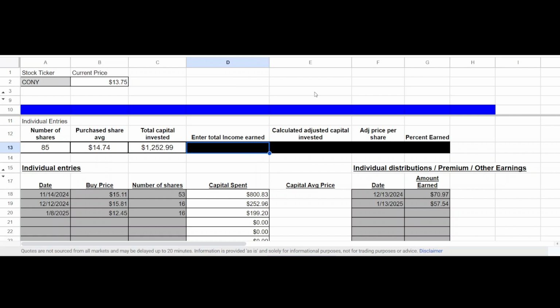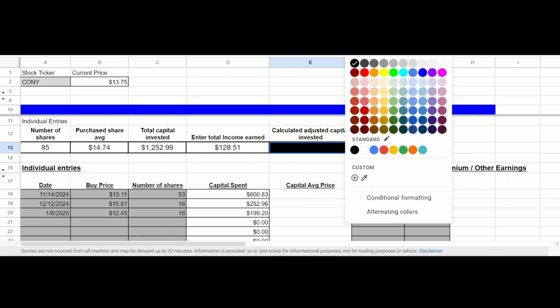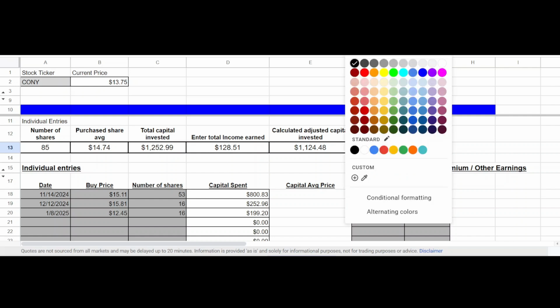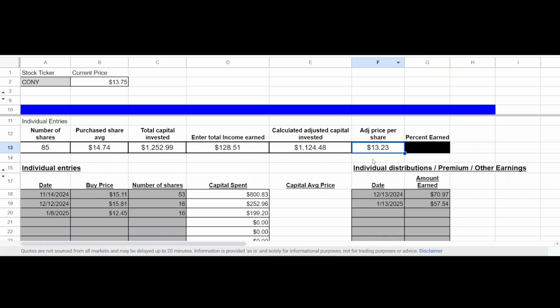So my total income from the distributions that I have earned is $128.51. That is going to come out of my capital, and that will be my total risk now that I have of $1,124.48. Okay, so that is going to give me a new calculated share price average, and that share price average is $13.23. So currently, I am under the current price on my calculated adjusted price per share average.